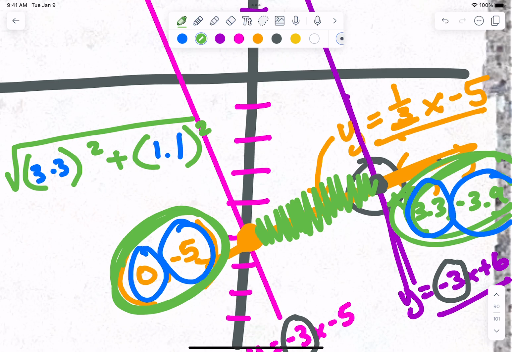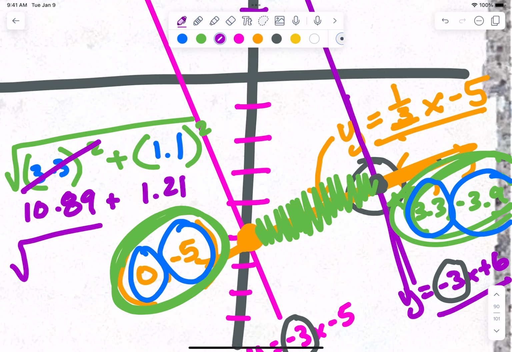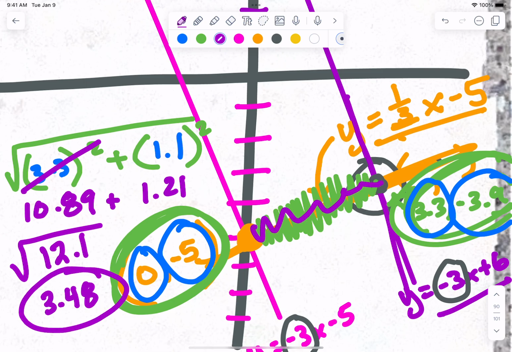Okay, so 3.3 squared is 10.89. Plus 1.1 squared is 1.21. If I add those together, I get 12.1. And if I take the square root, I get 3.48. That's the distance between these two guys. How disgusting was that? Never again.